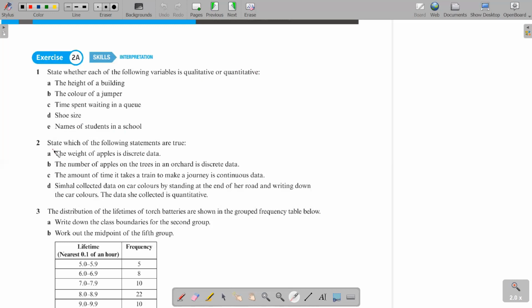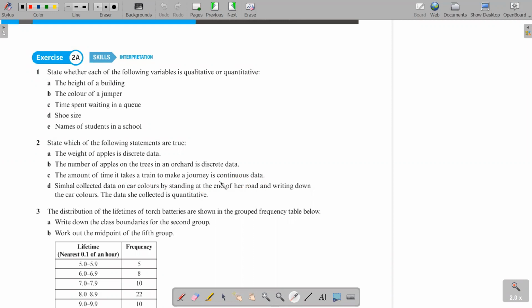Then question number 2, they say state which of the following statements are true. The weight of apples is discrete data. When it comes to weight, does weight take specific values in a given range, or can it take any value in a given range? Weight is any value in a given range, isn't it? The number of apples on the trees in an orchard is discrete data. What do you think about the number of apples in the orchard? Yes, it is discrete data. Number of apples should be discrete. It can take only specific values, right? Integer values. Then, the amount of time it takes a train to make a journey is continuous data.